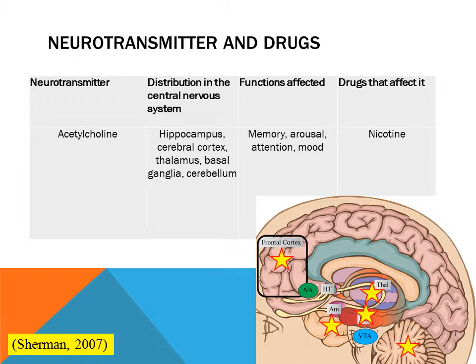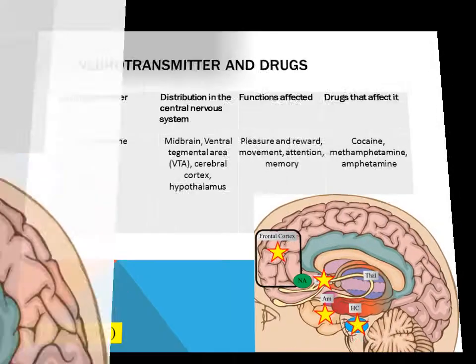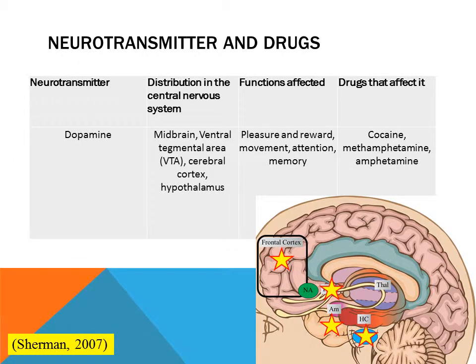Acetylcholine is distributed in the hippocampus, cerebral cortex, thalamus, basal ganglia, and cerebellum. Acetylcholine affects memory, arousal, attention, and mood. And nicotine affects acetylcholine. Dopamine is found in the midbrain, the VTA, the cerebral cortex, and hypothalamus. It affects pleasure and reward, motivation, attention, and memory. Drugs that affect dopamine are cocaine, methamphetamine, and amphetamines.